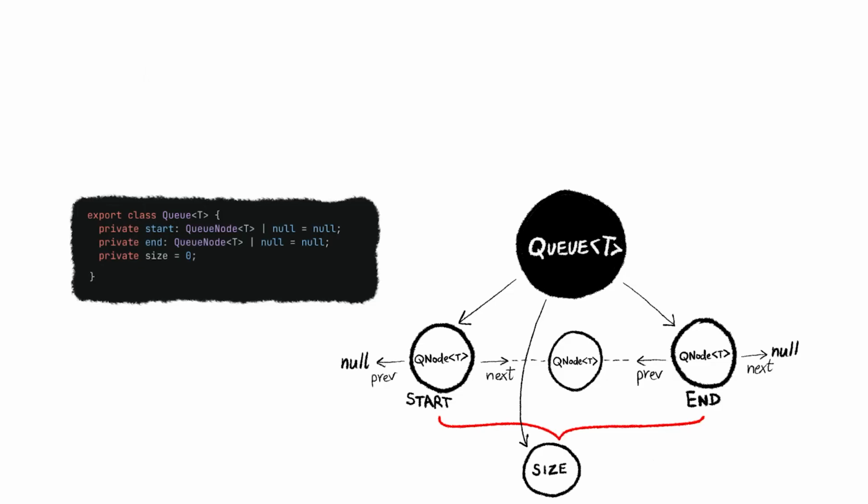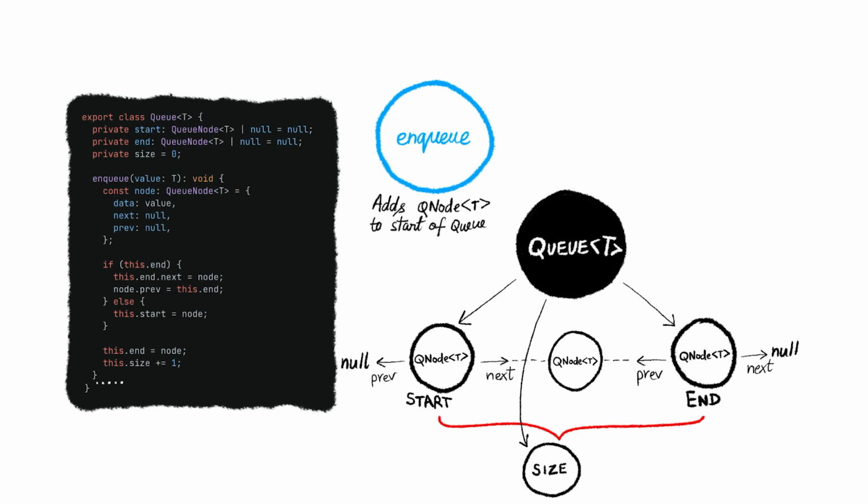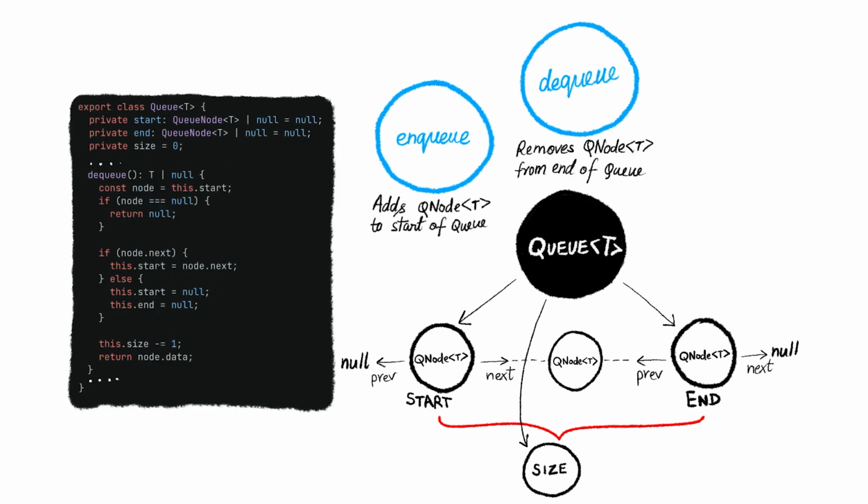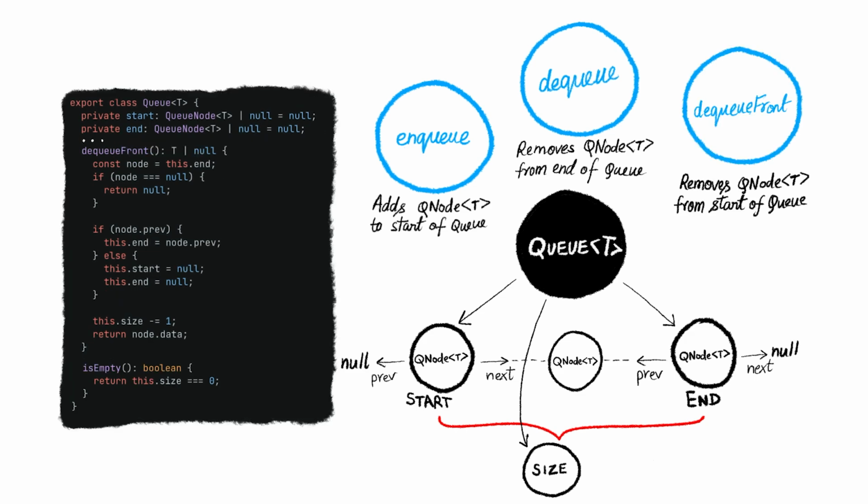Queue also has 3 methods to add and remove queue node from it. enqueue, which adds a queue node to the start of the queue, increasing the size of the queue by 1. dequeue, which removes a queue node from the end of the queue, decreasing the size of the queue by 1. dequeueFront, which removes the queue node from the start of the queue, decreasing the size of the queue by 1.